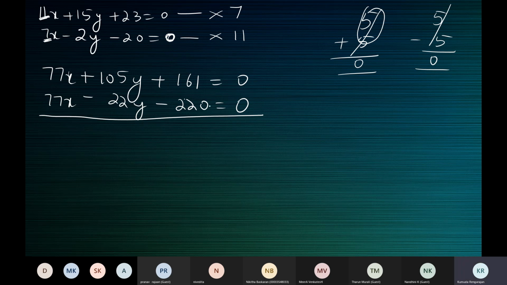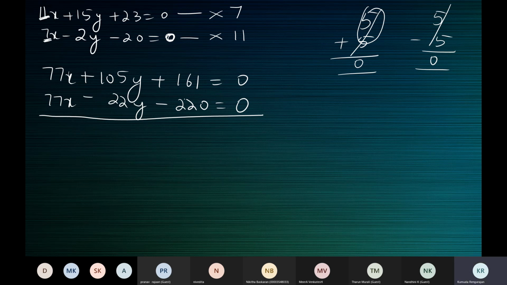That means you're subtracting the two equations. When you do not change the signs, you are adding. When you change the signs, you're subtracting. So change the signs throughout. When you do that, you're not changing the value of the equation, because you're changing the signs throughout.